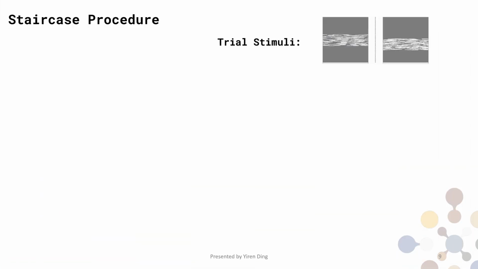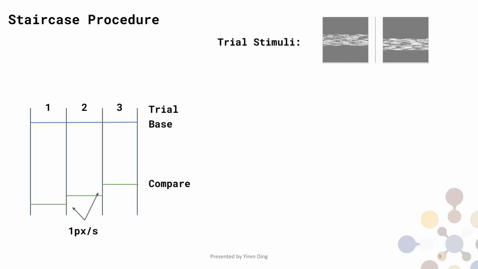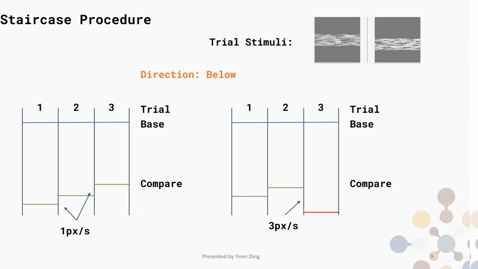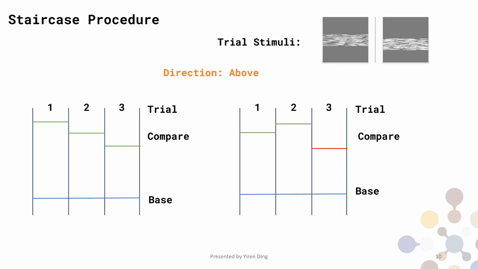In each trial, there will be two stimuli displayed side by side. One uses the base value and another one uses the compare value. The idea of the staircase procedure is simple. If participants give us a correct answer, the next trial will be harder. And if they give us a wrong answer, the next trial will be easier. As you can see, all compare values are smaller than the base value, so we call this a below direction. And here is above direction. The compare value is always larger than the base value.